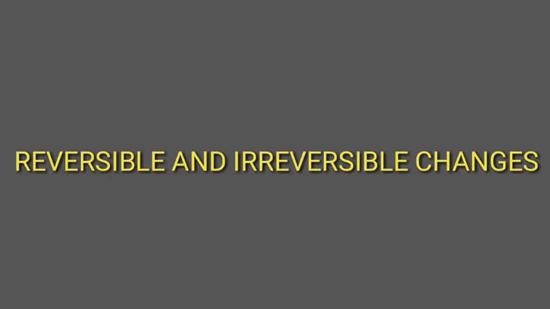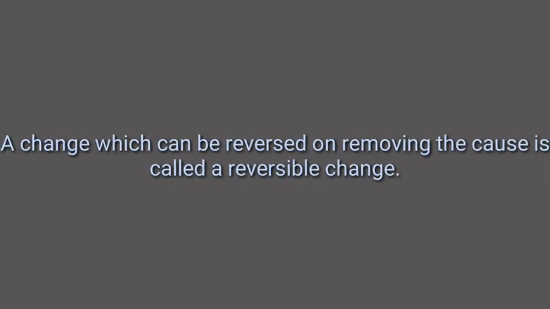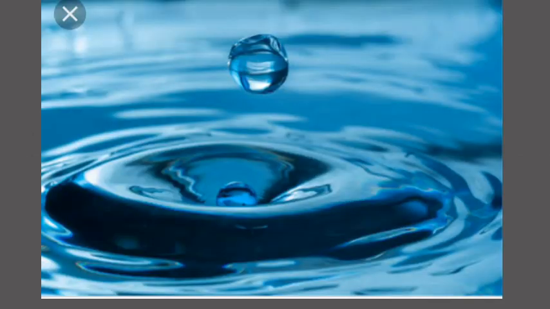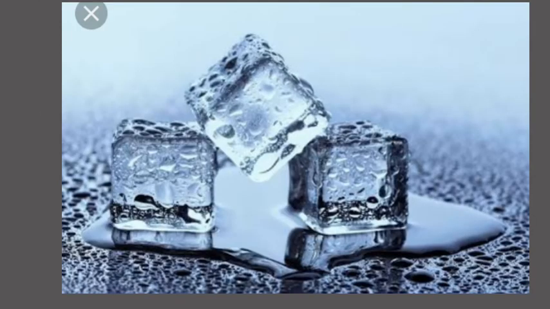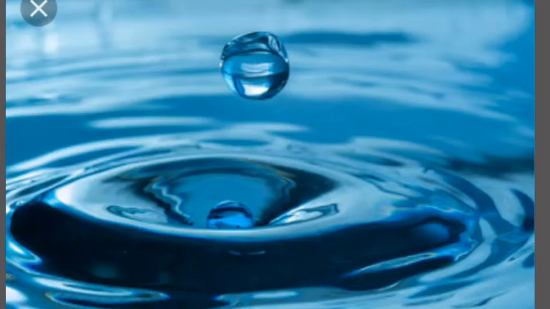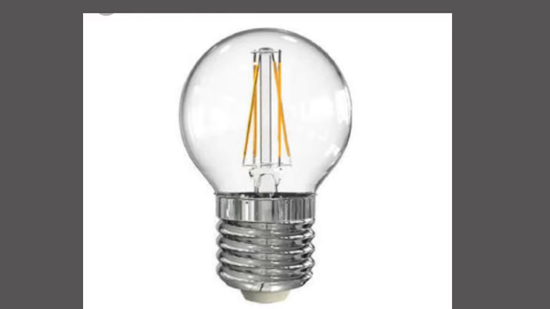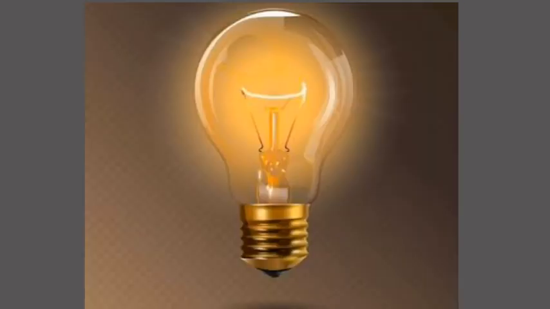Next point, reversible and irreversible changes. Let's see what reversible and irreversible changes are. A change which can be reversed on removing the cause is called a reversible change. For example, water can be changed into ice by placing it in the fridge. The ice so formed can be converted back into water by placing the ice outside the fridge. So this process can be repeated again and again. Okay. Similarly, another good example is a light bulb, which can be switched off and on, so which is a reversible change.